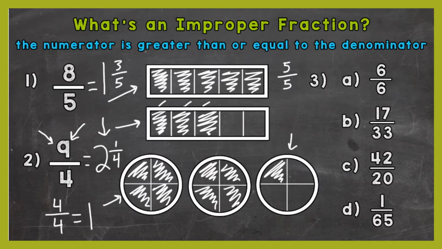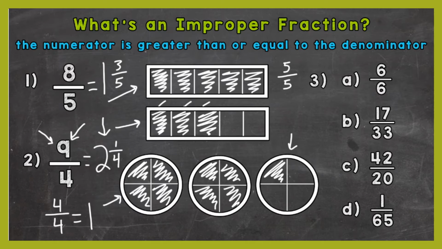So as far as number 2, I'll wrap this one up by saying that we proved that 9/4 is greater than a whole there. And again, we had an improper fraction because the numerator was greater than the denominator. So let's move on to number 3, where we have 4 choices, A, B, C, and D, and we need to pick out which ones are improper.